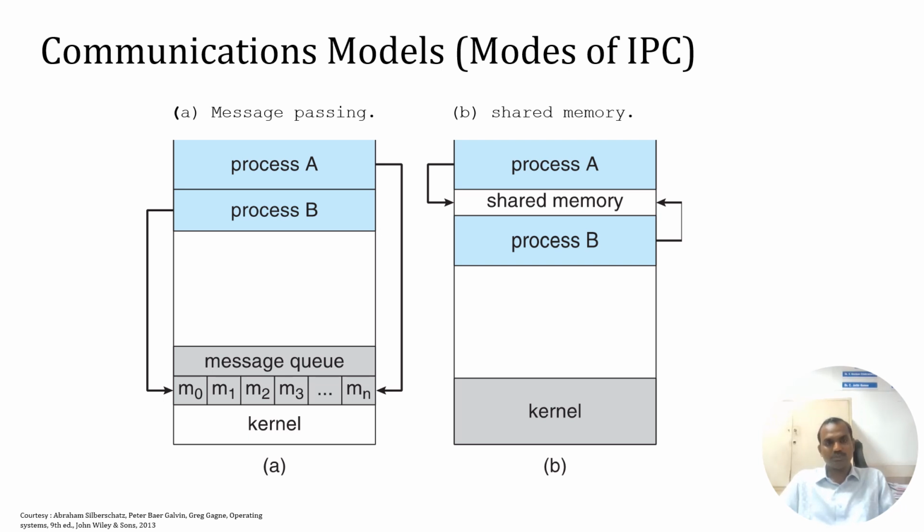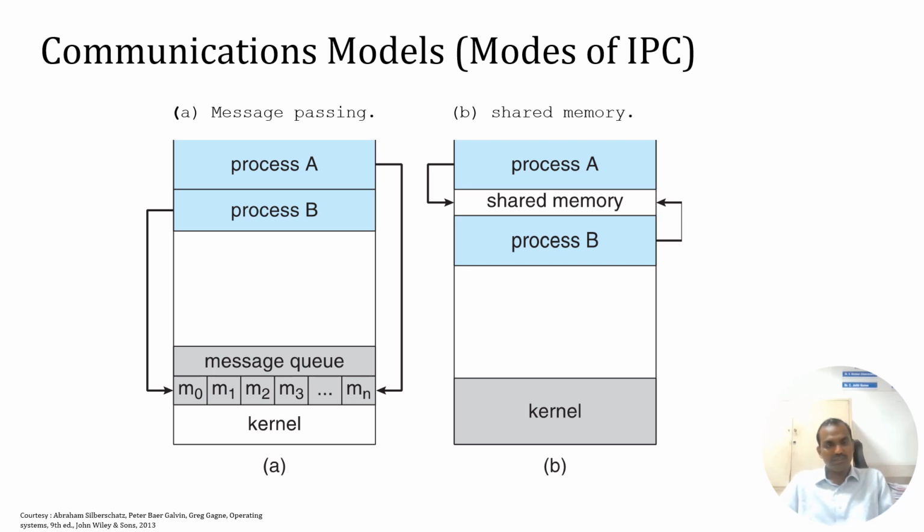So if process A likes to share data with process B, process A does not send the data directly to process B, and it doesn't have a shared memory here. Similarly, if process B likes to share data with process A, it does not send the data directly to process A, and it also doesn't have any shared memory.